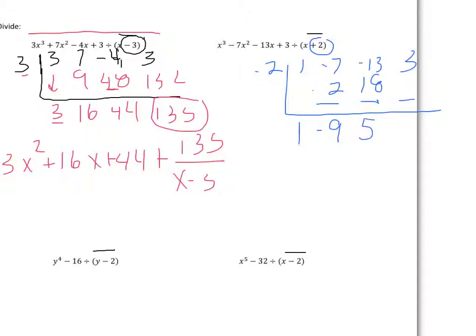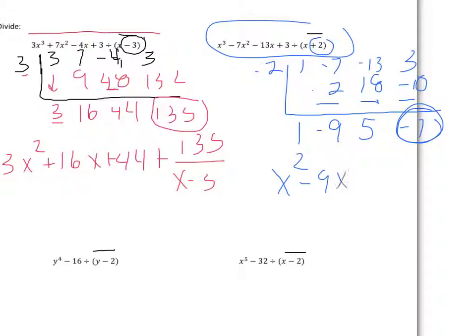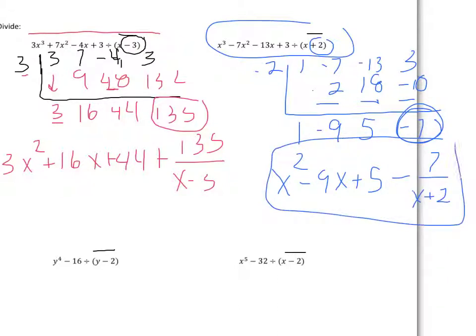To get this next entry here, we multiply. 5 times negative 2 is negative 10. Plus 3 is negative 7. So this is our remainder. This is our polynomial. So when we divide x cubed minus 7x squared minus 13x plus 3 by x plus 2, we get 1x squared minus 9x plus 5 minus our remainder, 7 over our x plus 2, our divisor, and that's what we're looking for right there.